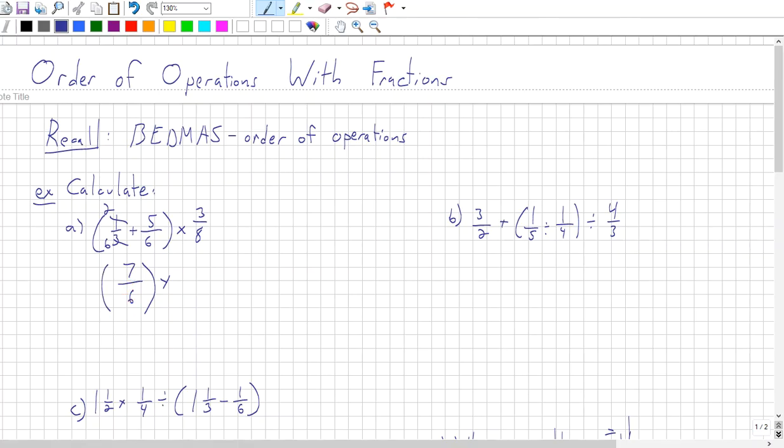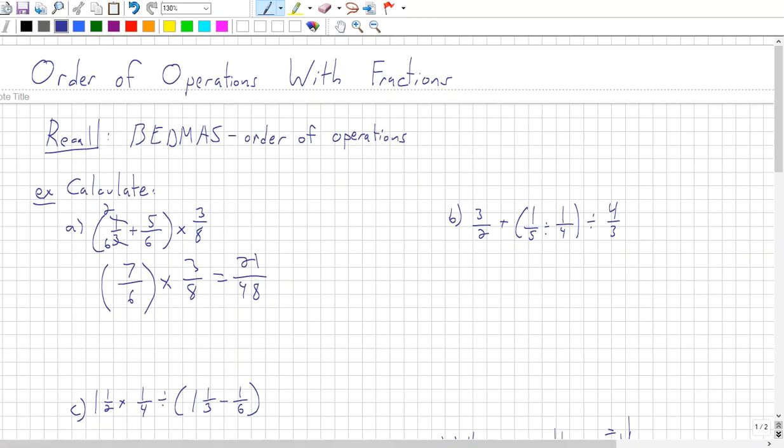So I have 7/6 times 3/8. And like I said, when we're multiplying, we multiply just straight across. So 7 times 3 is 21. And 6 times 8 is, of course, 48. So I get 21/48.